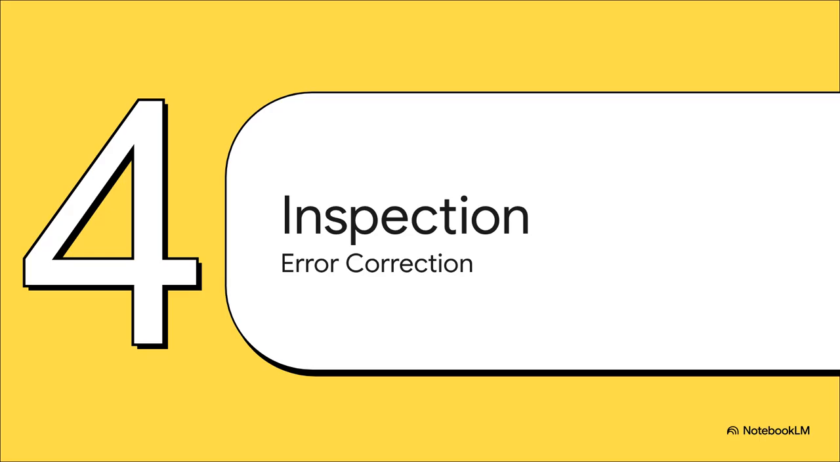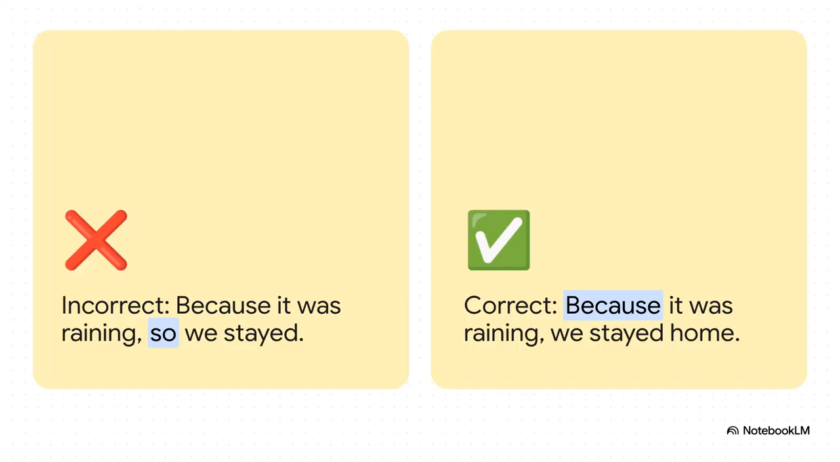Section 4, Inspection. Every good architect performs a rigorous building inspection before unveiling their work, right? So, let's walk through the site and fix some of the most common structural failures. Take what I like to call the double joint mistake. You absolutely do not need because and so in the same sentence. Saying, because it was raining, so we stayed home is completely redundant. It's like trying to use 2 joints to connect 2 pipes.